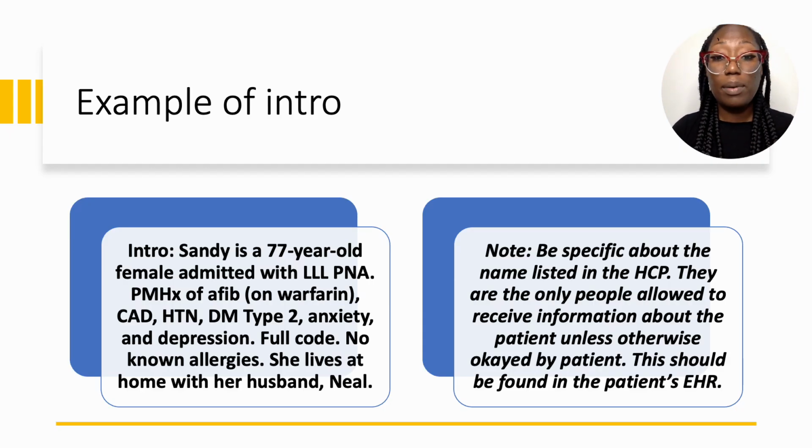All right, here's an example of a solid intro to giving report. So Sandy is a 77-year-old female admitted with left lower lobe pneumonia. She has a past medical history of AFib and she's on warfarin. She has coronary artery disease, hypertension, type 2 diabetes, anxiety, and depression. She's a full code with no known allergies and she lives at home with her husband Neil, who is her healthcare proxy. Now, you want to be specific about whose name is listed on the healthcare proxy, especially if you're giving report to a day nurse.